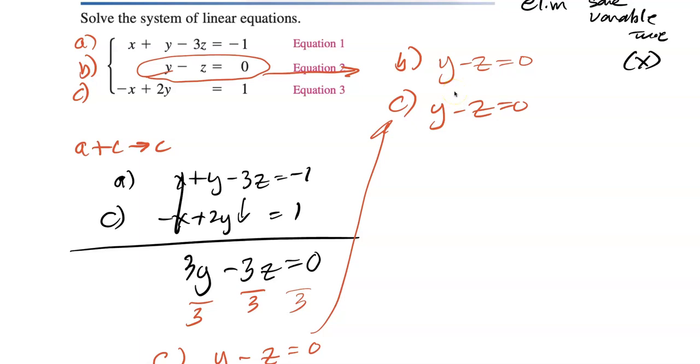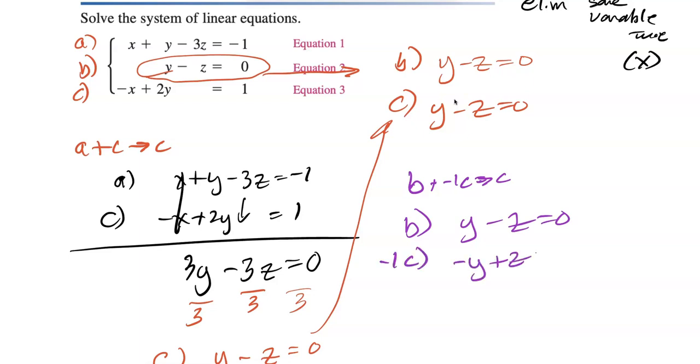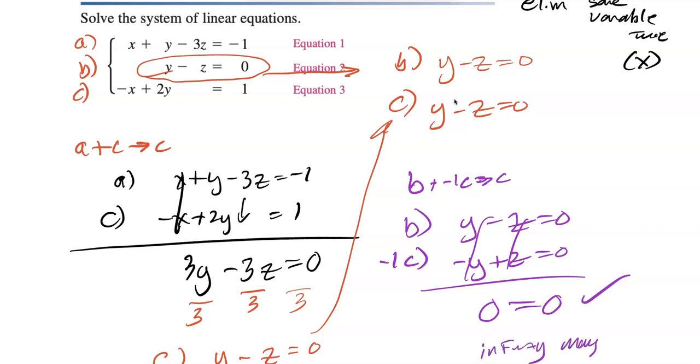But let's just do it to make sure. So I'm going to do b plus negative 1c and get me a new c or something. Right, so my b I'll leave alone, y minus z equals 0. Right now they wouldn't cancel, so I need to make one of them negative. So let's multiply by negative 1 on c. So I get negative y plus z equals 0. You add, these all cancel, and you just get 0 equals 0, which is a true statement, so infinitely many solutions. So that's how it works.